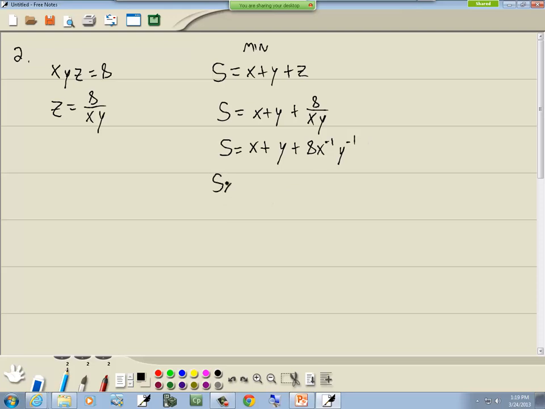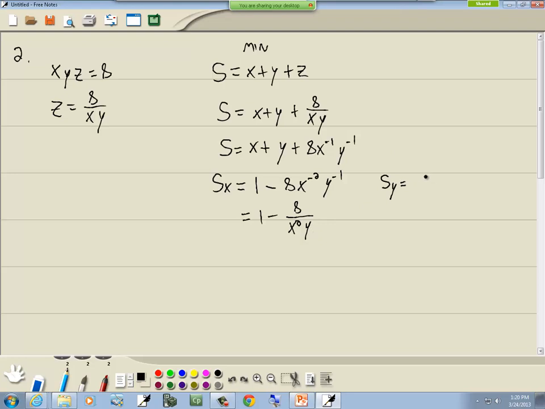Well, now we want to take the partial with respect to x. Well, the x will become 1, the y drops away. Now here, the 8 and the y to the negative first is the constant part, so we'll work with x to negative 1. So take your power, put it out in front, lower your power by 1. That gives us 1 minus 8 over x squared y. Take the x to negative 2 and y to the negative 1 back downstairs.